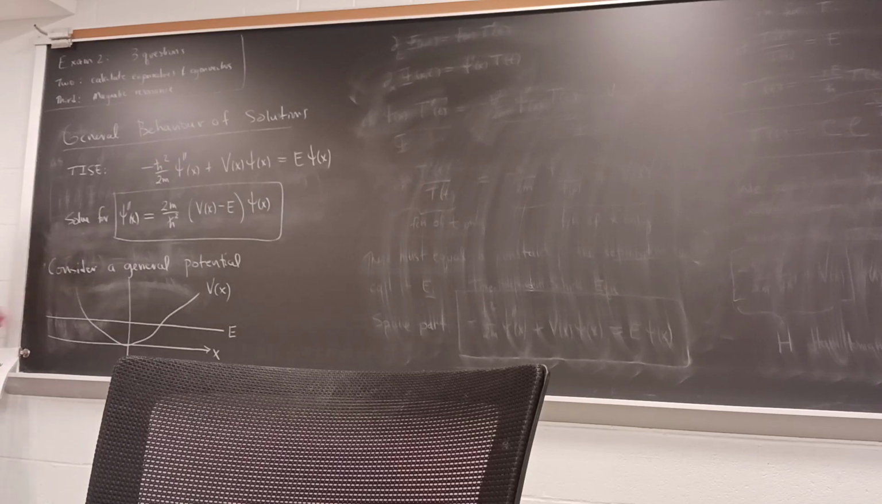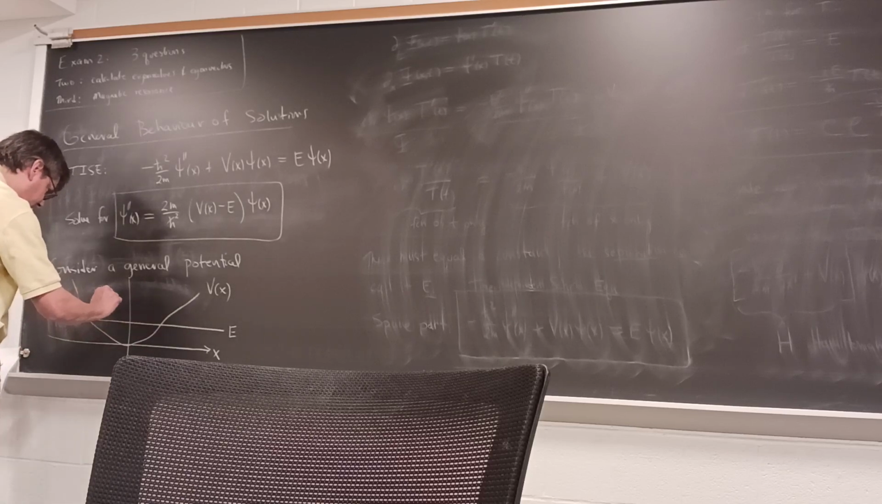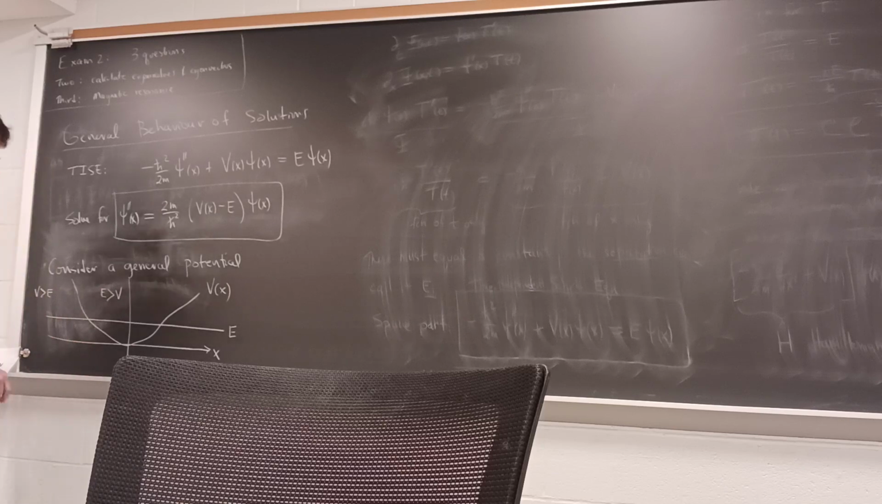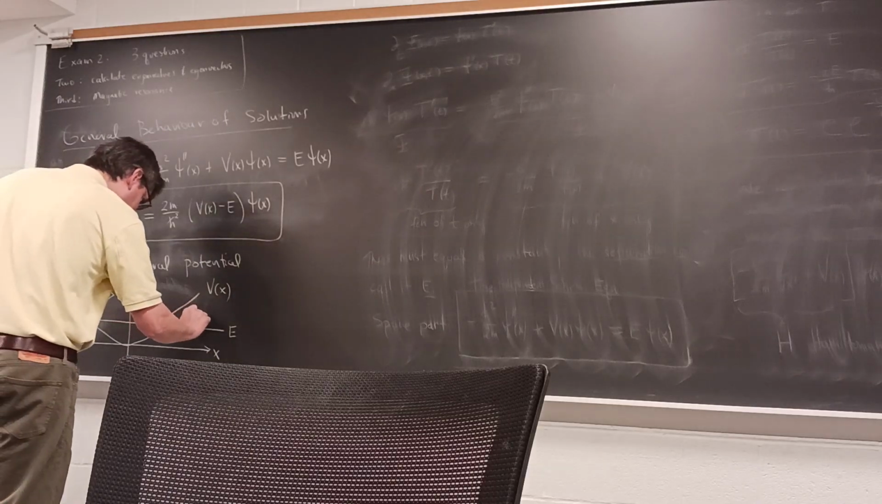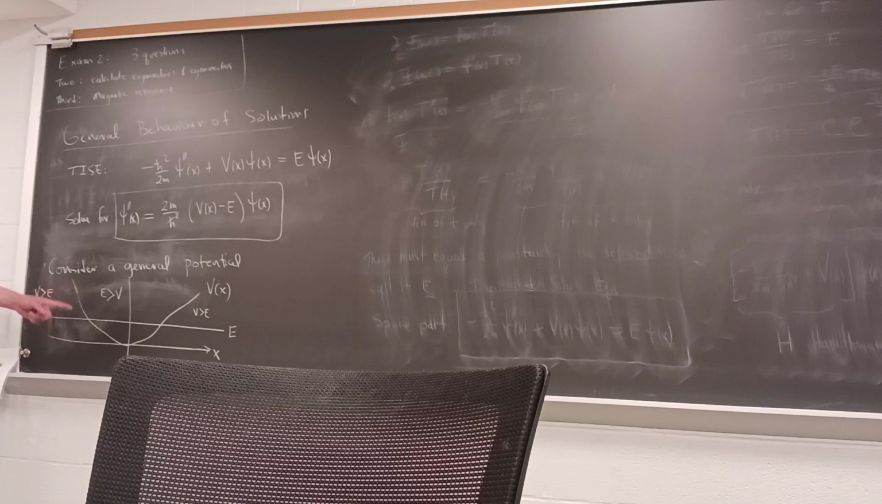Okay, so in this region, V is greater than E. And then in this region and here, E is greater than V. And then in this region here again, V is greater than E. That's it. It's as simple as that.